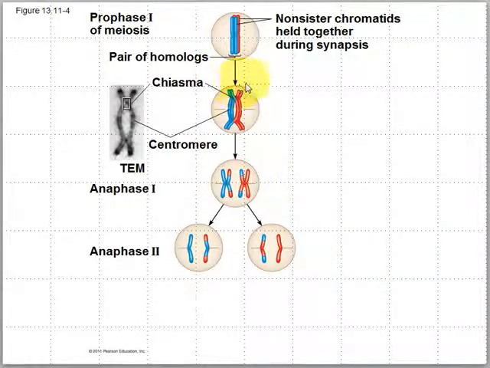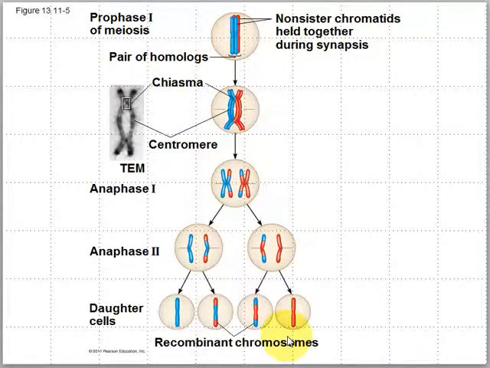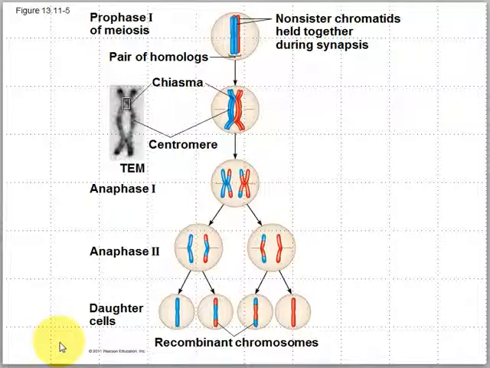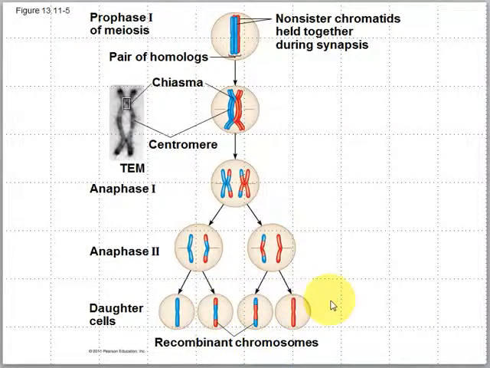Then we go through the whole process of meiosis, separating those out, to where you end up with daughter cells that are different from each other. This daughter cell is different from this one, from this one, from this one. In this case, you can see where they have recombinant chromosomes, where they have taken pieces from the other chromosomes. So this ends up with a lot of variety, this process.